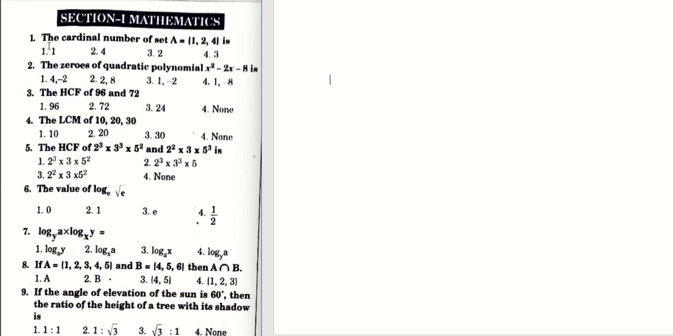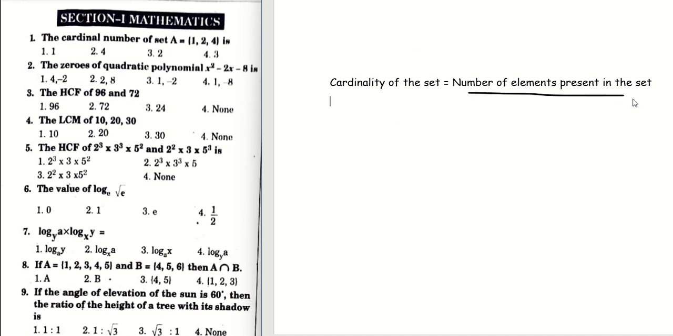First question. The cardinal number of a set A is what? 1, 2 and 4. Yes. So what is a cardinal number? Already we have discussed this. What is meant by cardinal? Cardinal means the number of elements, right? Cardinality of the set, what you will say? The number of elements present in the set, right?